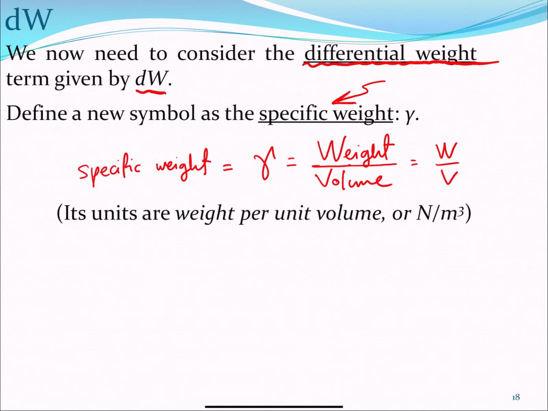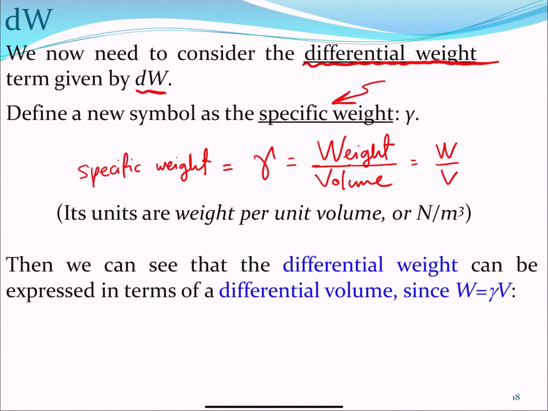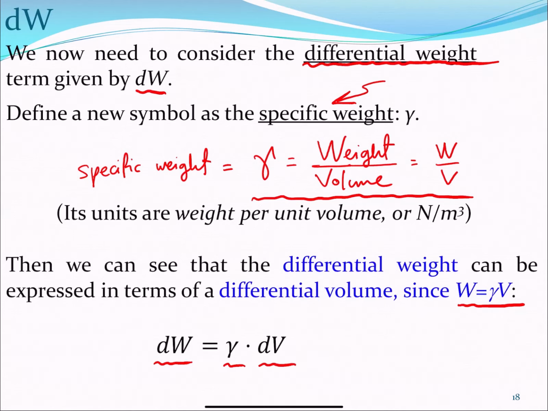Heavier, more specific weight. So we can express weight following this formula. We can express weight in terms of specific weight as weight equal to gamma times volume, specific weight times volume. And if we apply the differential definition, the differential of weight is equal to specific weight times the differential of volume. If we derive both sides of this equation, we obtain this other equation.